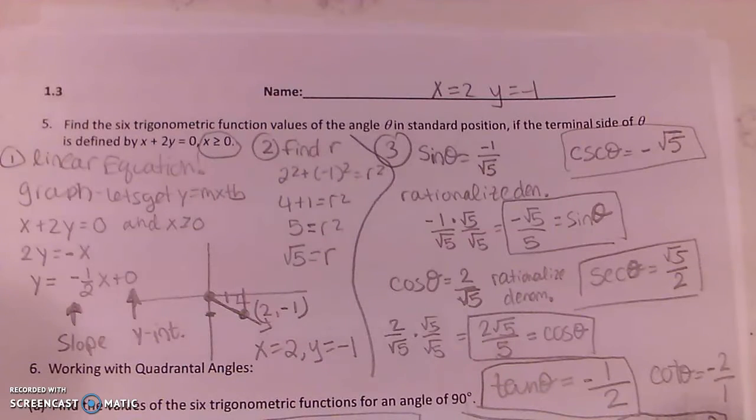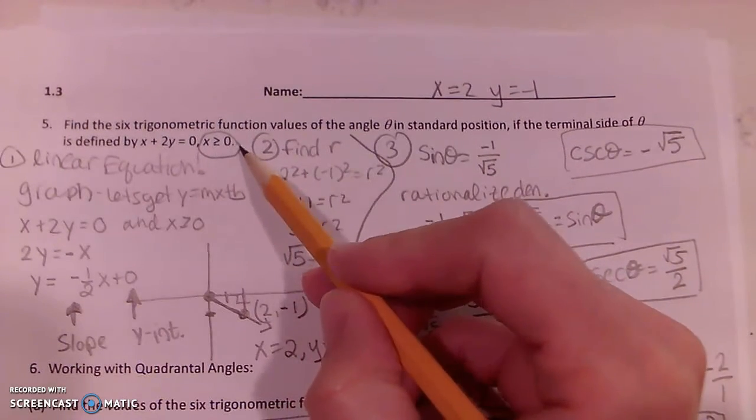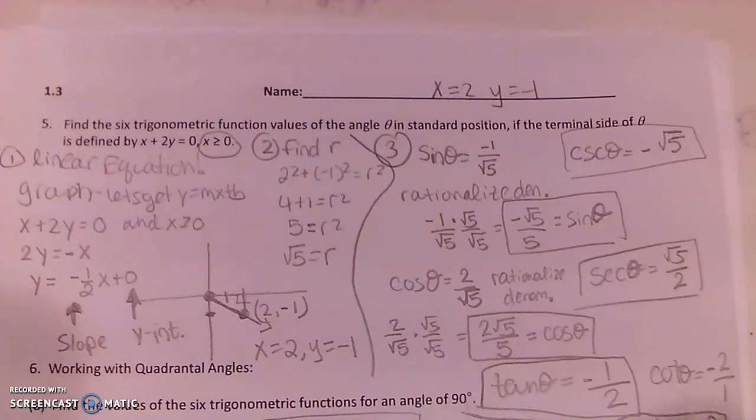All right, we're going to try 1.3, number 5. I'm going to read it to you. Find the 6 trigonometric function values for the angle theta in standard position if the terminal side of theta is defined by this linear equation, x plus 2y equals 0, and x is going to be bigger than or equal to 0. That's important. So for this one, we're going to have to graph this line. We're going to do that together.